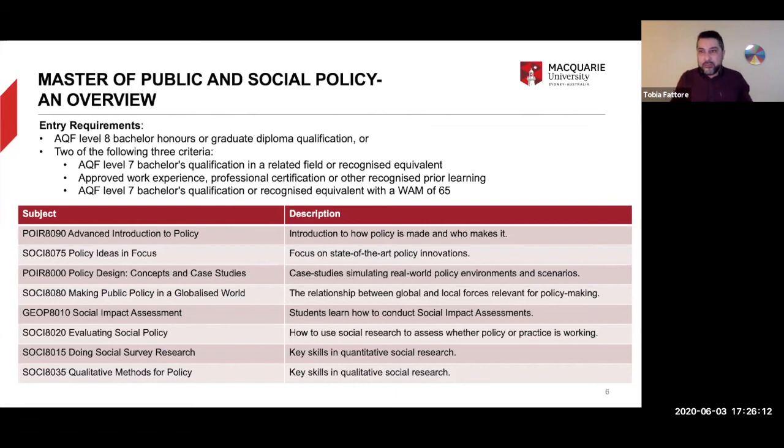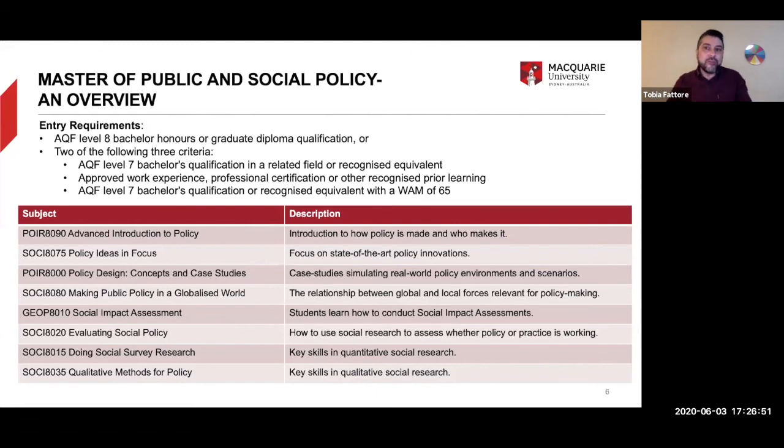Now, the units that have a more methods focus include Social Impact Assessment. And this is where you learn about a particular kind of methodology called social impact assessment, which is a very in-demand methodology for all levels of government, in particular to assist with planning decisions. So you learn how to determine what impacts a decision that an organisation might make might have on a particular community. So in that sense, it's very predictive.